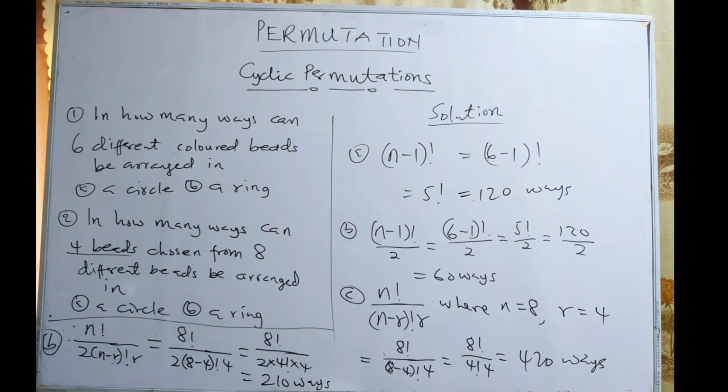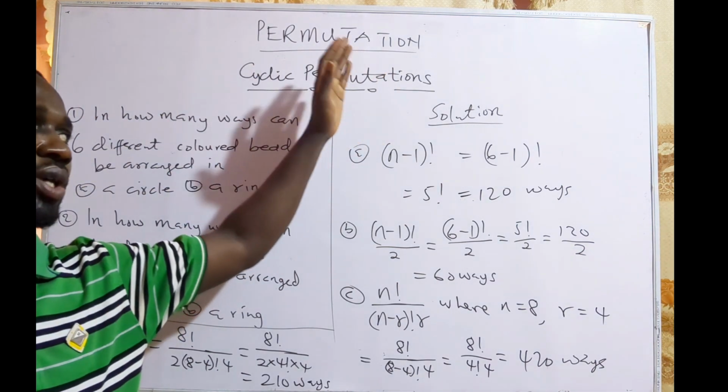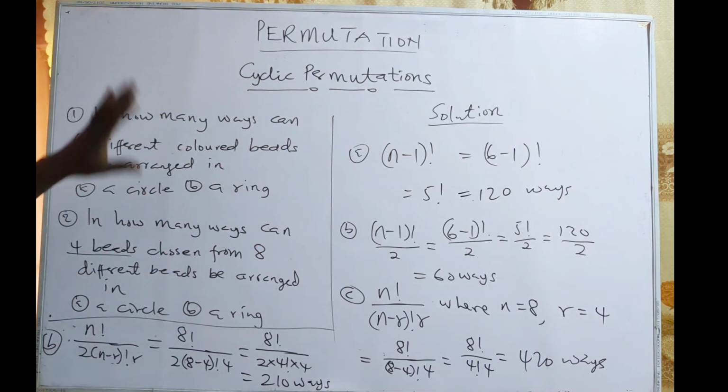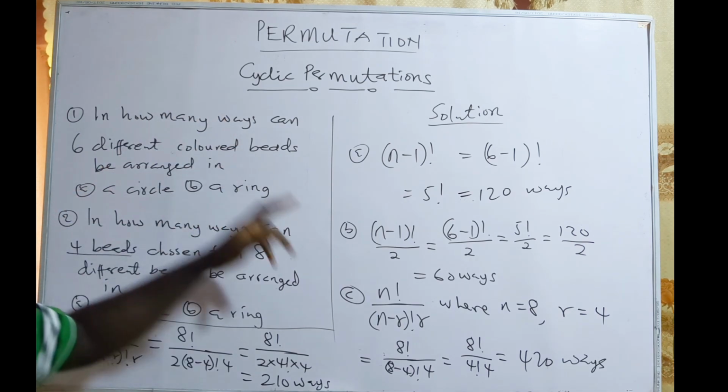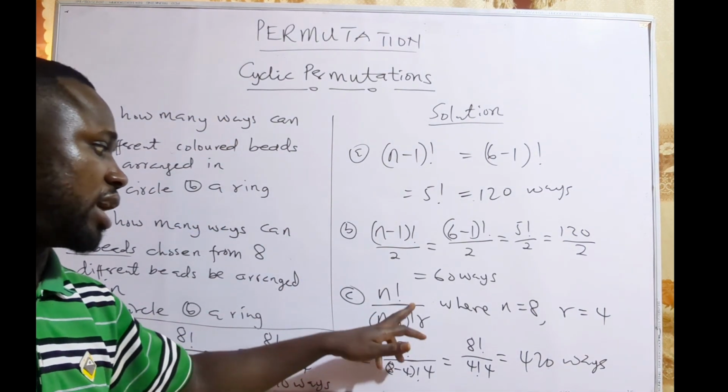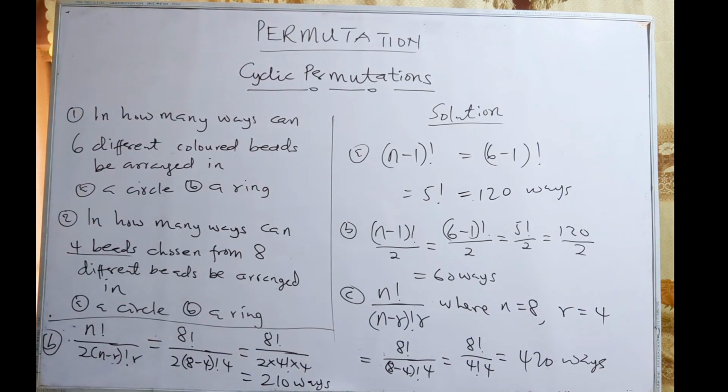Alright, 210 ways. So here, when you have a number of objects and you are arranging them in a circle, it is n minus 1, you subtract 1 from the number of objects, factorial. If it is a ring, divide by 2. If you are choosing some from the given objects, then that will be n factorial over n minus r factorial times r. Then if it's in a ring, you multiply the denominator: n factorial over 2 times n minus r all factorial multiplied by r. So the 2 here makes the difference between the ring and the circle. I believe this is understood.